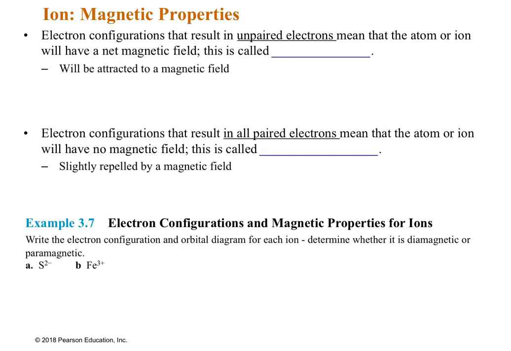Different elements can have different magnetic properties. In general, when we have unpaired electrons, we're going to have a net magnetic field. This leaves an element being paramagnetic, so it interacts with a magnetic field.